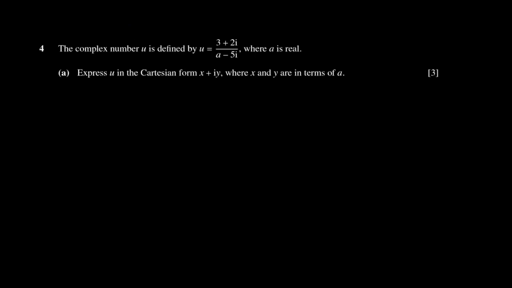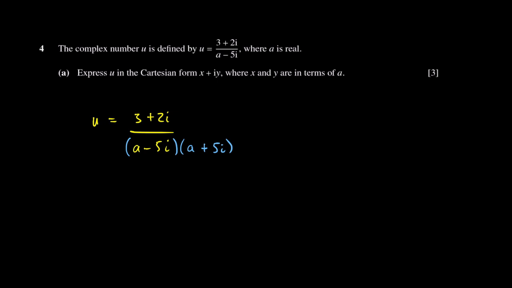Okay, then question 4. The complex number u is defined by this, where a is a real number. Express u in Cartesian form: x plus iy, where x and y are in terms of a. Well, basically this means that we're rationalizing this, I guess. So the way we do that is if we've got 3 plus 2i over a minus 5i, we want to get rid of the imaginary number on the denominator. The way we do that is we take the denominator and multiply it by its conjugate. So we multiply it by a plus 5i, because that means that the i terms are going to cancel off.